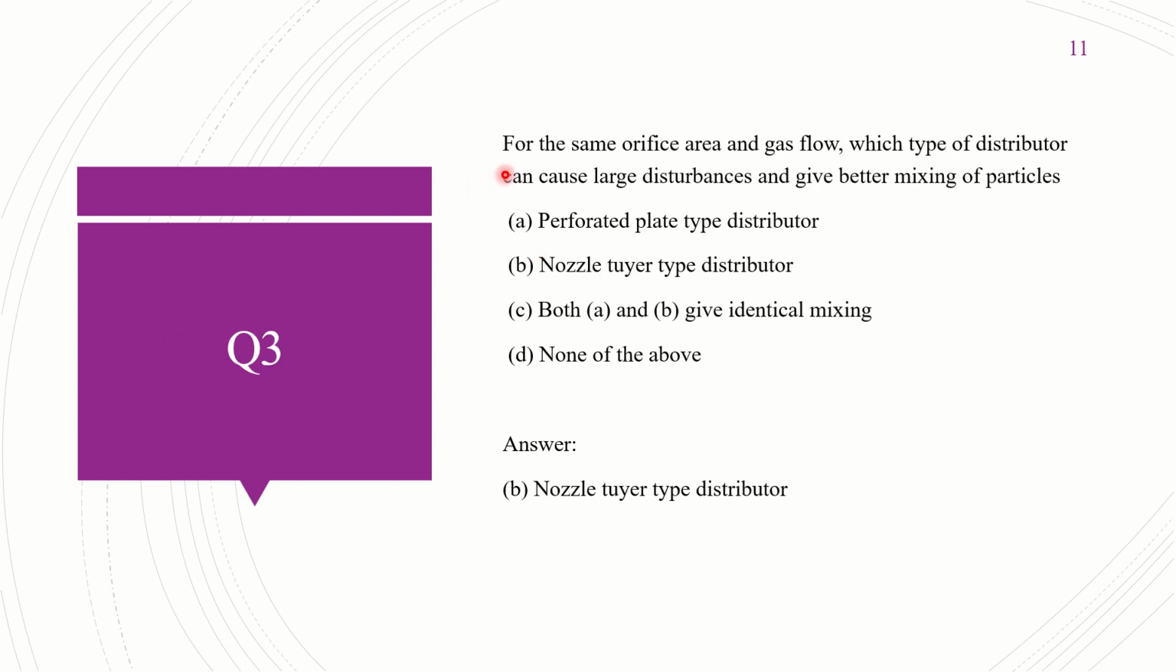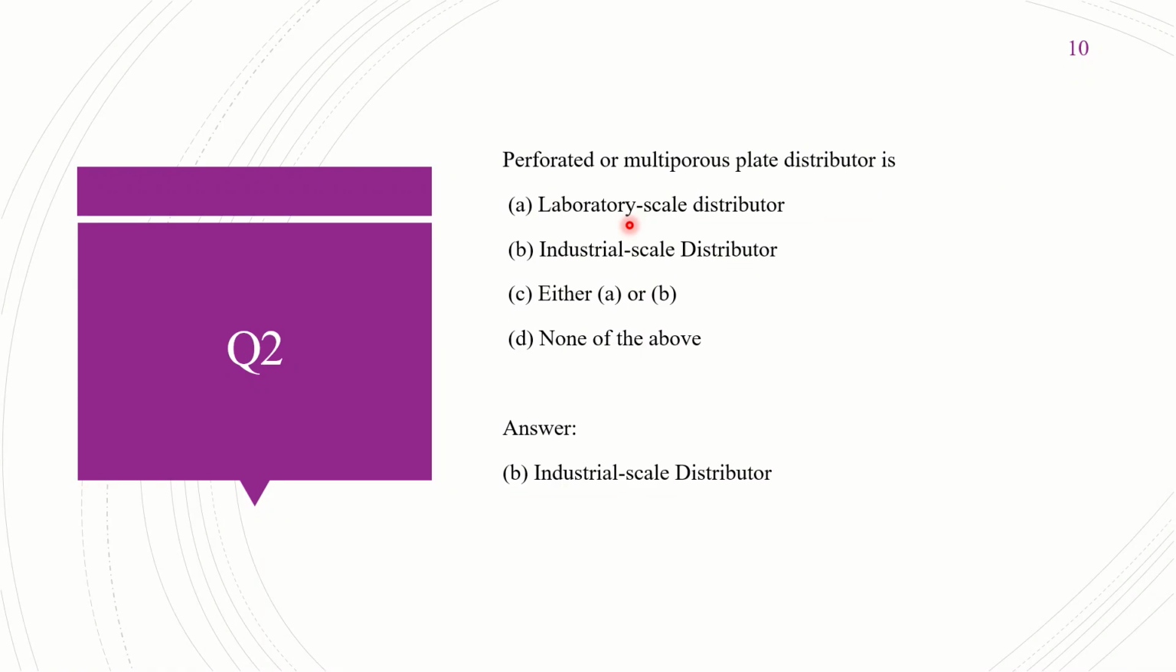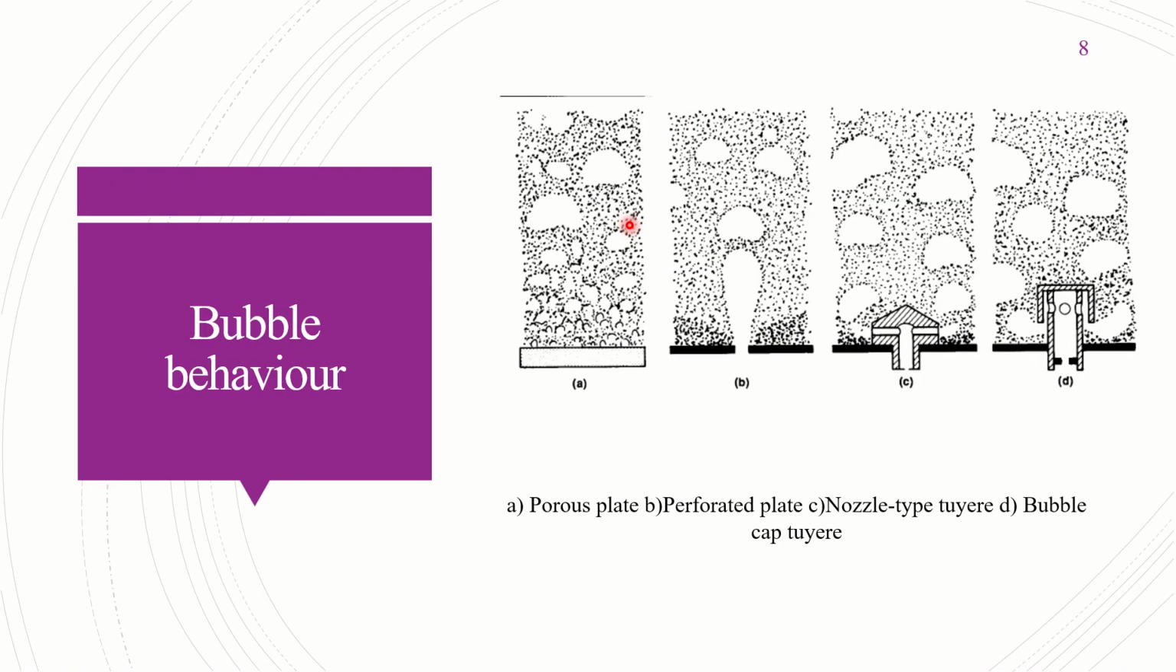In question 3, it is given that for the same orifice area and gas flow, which type of distributor can cause large disturbances and give better mixing of particles? This one we saw while comparing the different things. For example, as you can see over here, this is a perforated plate distributor and this is a nozzle type tuber. In this, the jet penetration length is very high, and so there is a dead zone formation, whereas here the dead zone formation is minimized.